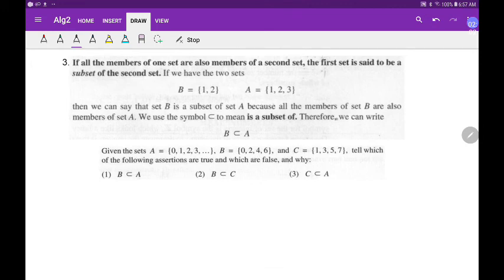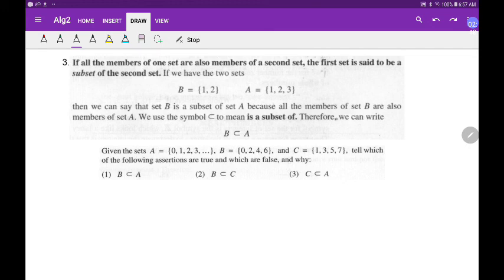All the members of one set are also members of a second set. The first set is said to be, if, I missed that little word. If all the members of one set are also members of a second set, the first set is said to be a subset of the second set. If we have the two sets, B has the elements of 1 and 2, and A has the elements of 1, 2, and 3, you can see that B is a part of A. A is bigger than B, but there's B right there inside of A. So B is a subset of A.